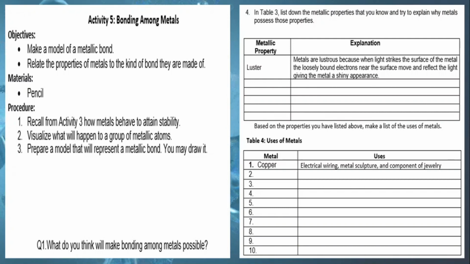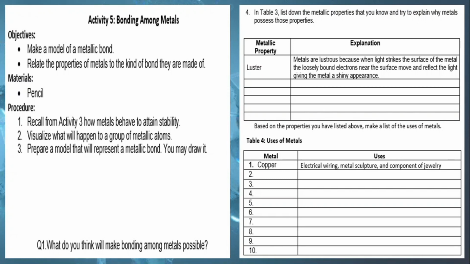Procedure 4 in the table 3. List down all the metallic properties that you know and try to explain why metal possesses this kind of properties. For example, metallic property is luster. Explanation: metals are lustrous because when light strikes the surface of the metal, the loosely bound electrons near the surface move and reflect the light, giving the metal a shiny appearance.